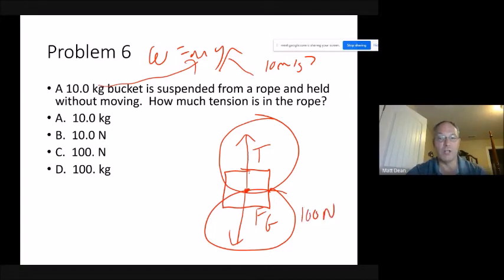Well, if there's 100 newtons acting down, and this bucket isn't accelerating, there must also be 100 newtons of force acting up. The only thing that could apply that force is the tension. So in this case, 100 newtons is the tension, and that's acting in the upward direction. All right, any questions on problem 6?